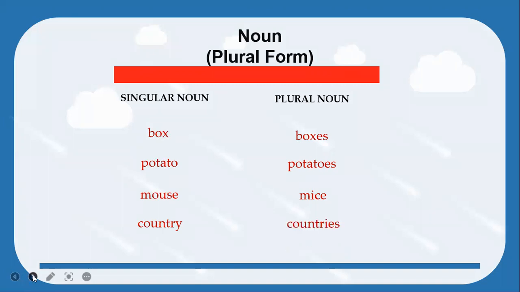So erase Y and I-E-S. That's correct. Countries. Now make a sentence again. Country and then countries. Start. I live in my country. Yes, I live in my country, Vietnam. Okay? Next.